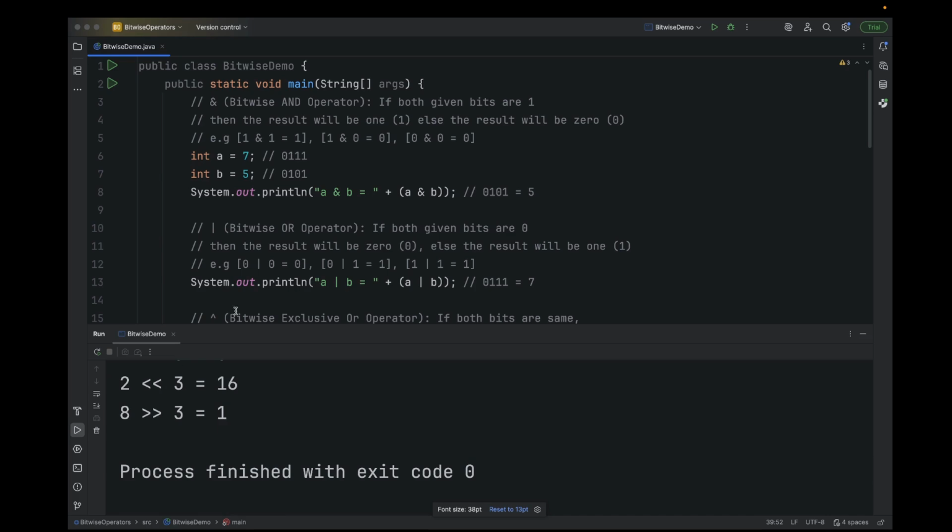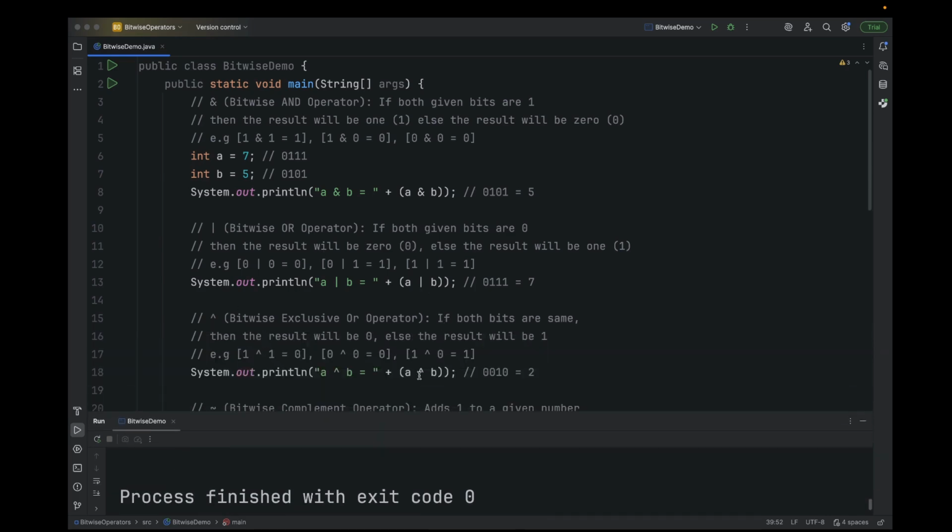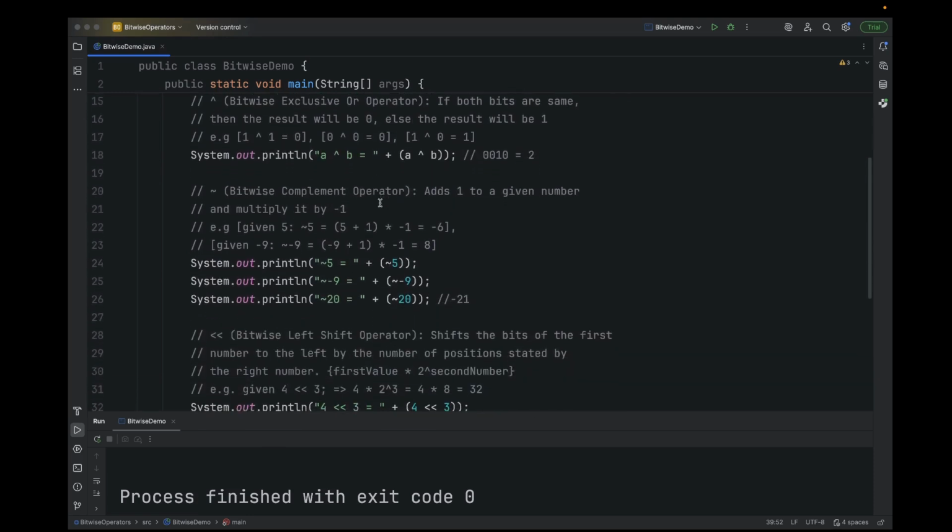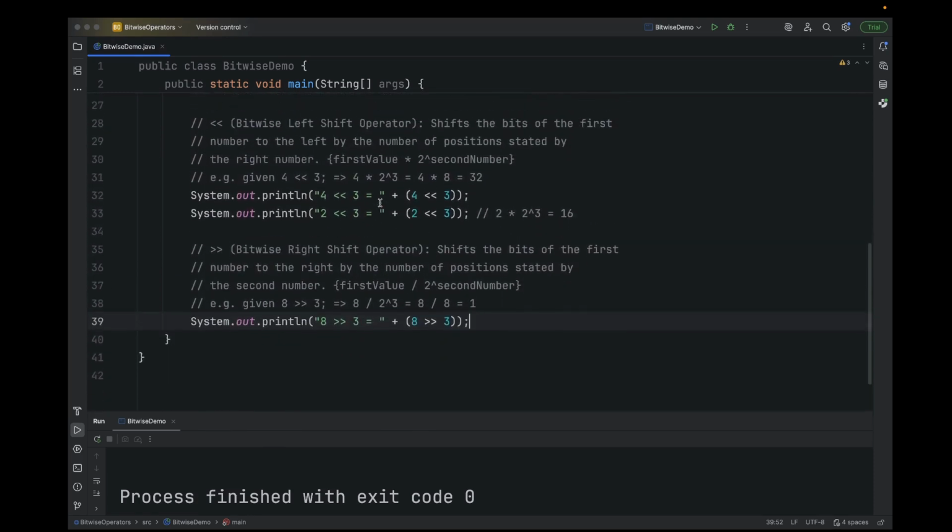Alright, and that is all about the bitwise operators. So just like we said, they are used to manipulate the individual bits of a whole number in the computer. So, and that will be the end of the lesson.